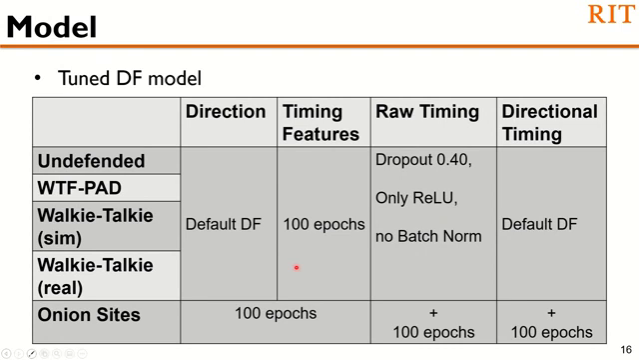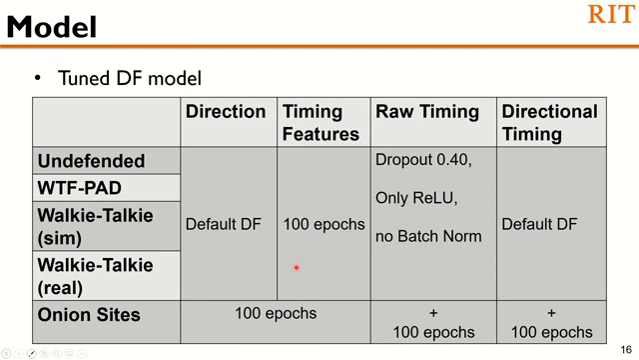For example, for raw timing, we reduced the dropout rate to 0.4 and used only the ReLU activation function. In addition, we did not use batch normalization for this set of experiments. For all the experiments of timing features and onion sites, we used 100 epochs instead of the default 30 epochs. Onion sites had only 77 instances for each class, so we wanted to make the model learn better, which is why we increased the number of epochs.